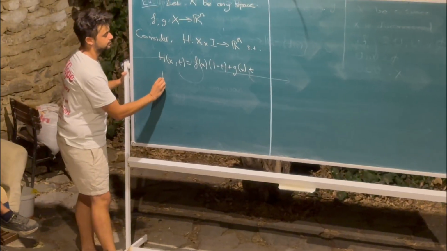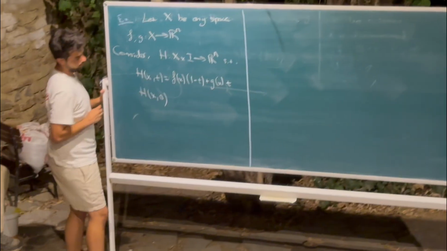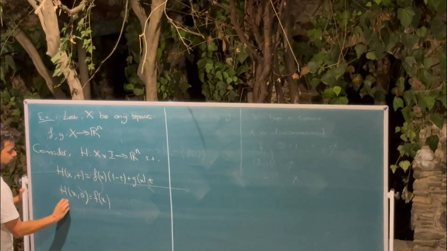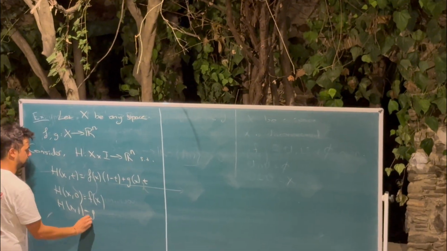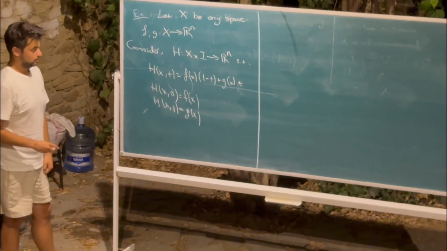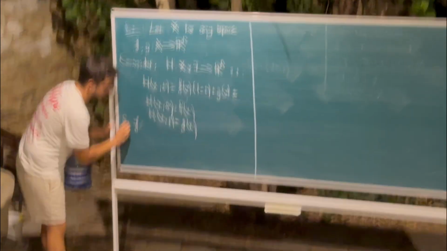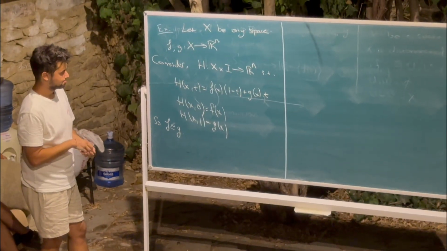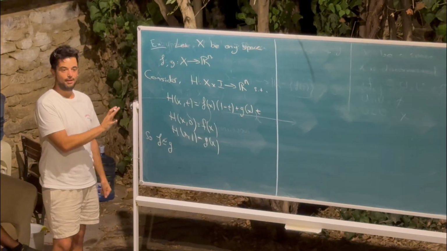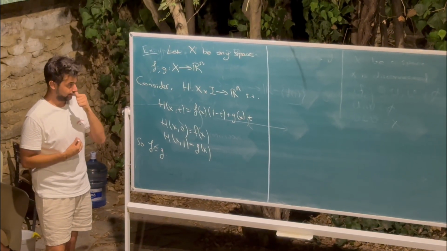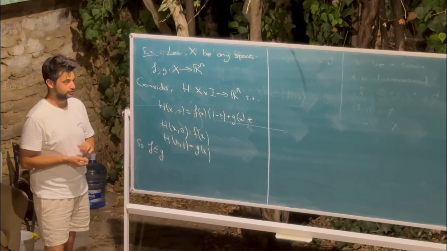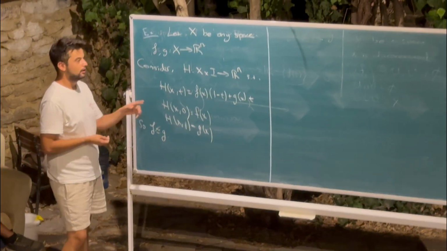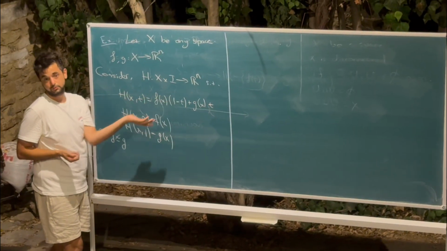So you can see h(x,0), if I plug in 0, I get f(x). h(x,1) is g(x). So f and g are homotopic. Any questions on this? So all maps into R^n are homotopic to each other. This is not a very special case of R^n. If I take any convex subset of R^n, this would still work.